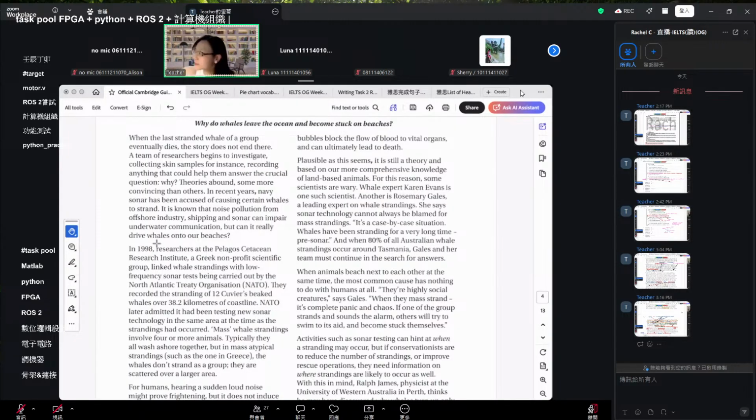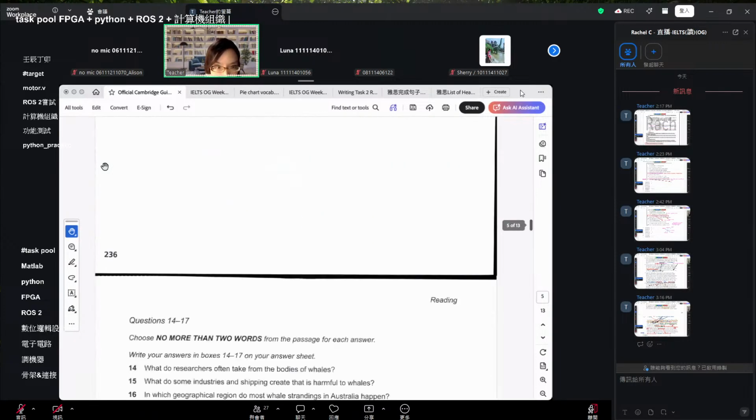Five more minutes. Skin samples. Question number 14. Collecting skin samples, because that was referring to researchers, because they want to study, so they investigate. And the thing they take from the body of the whales were the skin samples. How many words is the limit? No more than 2 words. So skin samples. This is question 14.